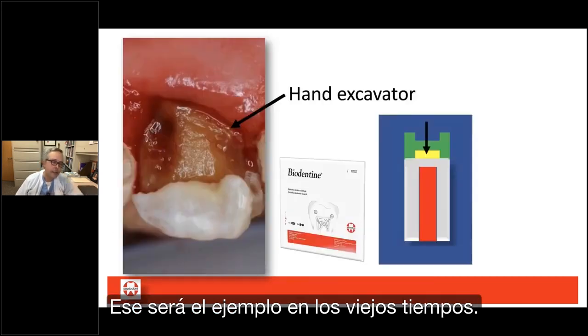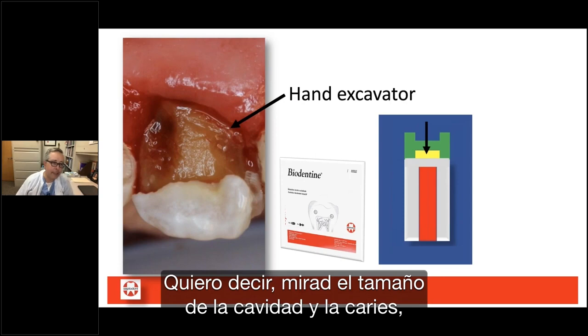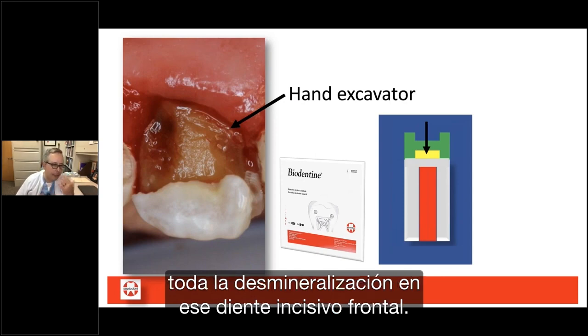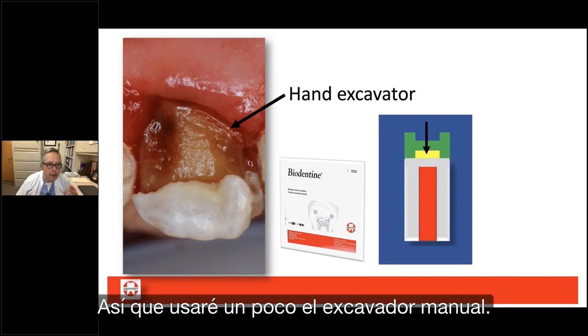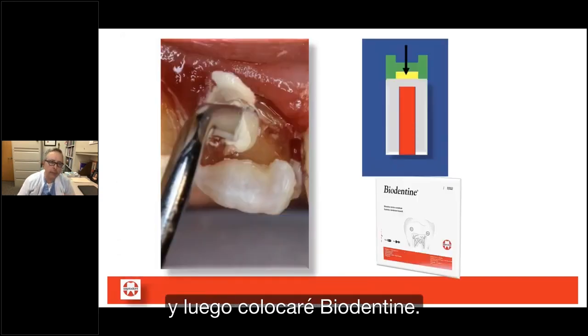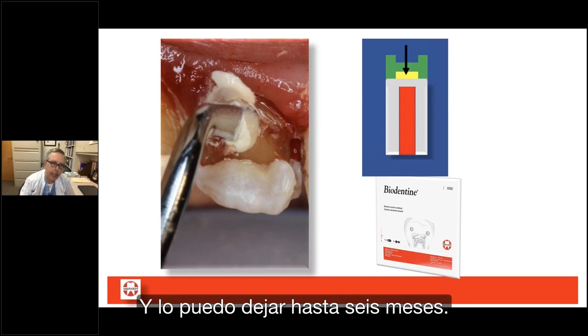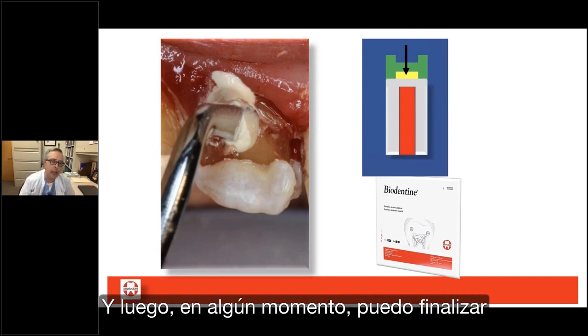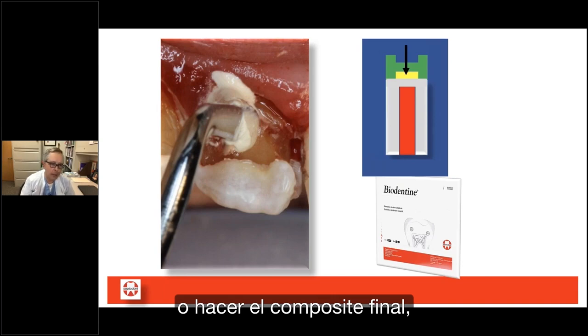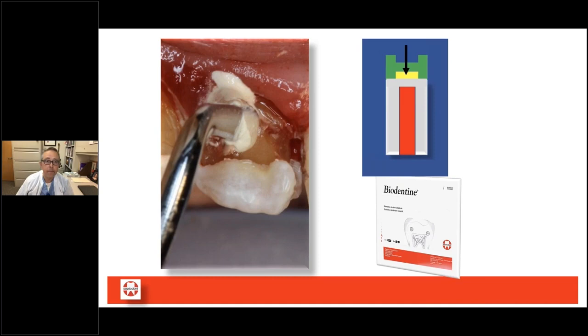In the old days, look at the size of the cavity and the decay, all the demineralization in that front incisor tooth. So I would use a little bit of the hand excavator, and then I would place Biodentine, and I would leave it. I can leave it up to 6 months, and then at some point I can do the final composite, but I don't need to remove the Biodentine. My Biodentine now is my dentin.